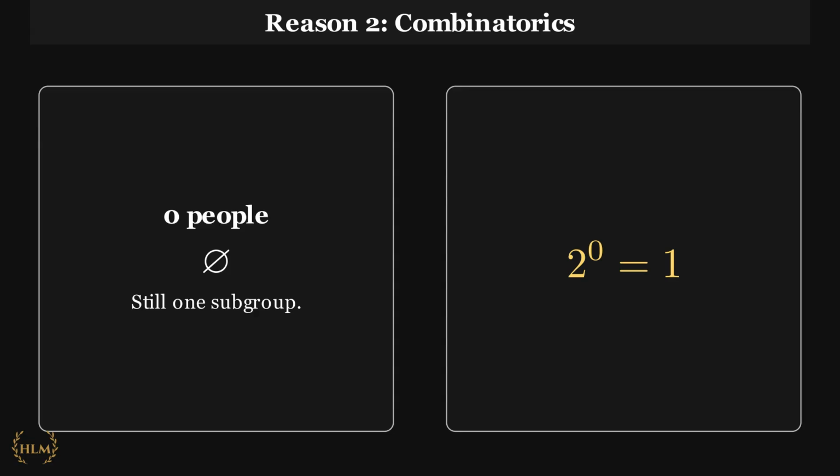So then how about when there's no people? When there's no people, then the number of subgroups you can create is just the empty set, a group with no one in it. But that's still a group, so that's one group. So that means 2 to the power of 0, because of 0 people, is equal to 1. Okay, so that is another reason.